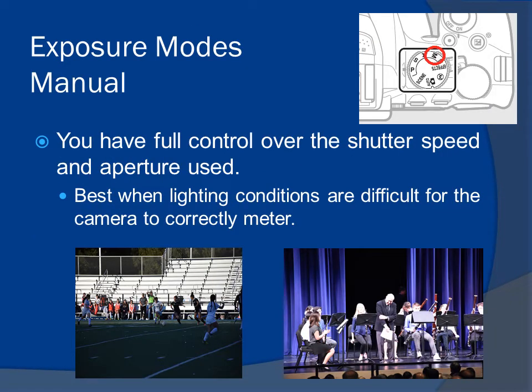Exposure mode manual. You have full control over the shutter speed and aperture. Best when lighting conditions are difficult for the camera to correctly meter. Like in the bottom left picture, the sun is reflecting off the aluminum benches. So the camera is saying, whoa, too bright, and it's darkening the picture, so your players are turned dark. Right picture, dark background and dark curtain. Camera saying, whoa, too dark. So it lightens the picture, and your subjects become overexposed.